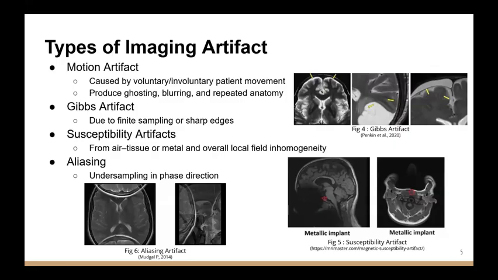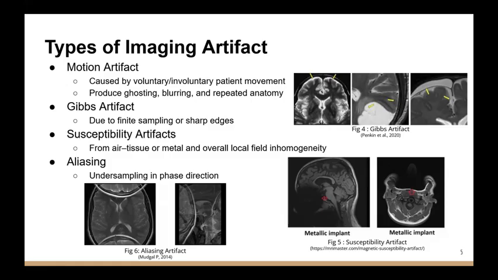MRI images can be affected by several different types of artifacts. Besides motion artifact, which we'll dive into later, there are artifacts like Gibbs ringing, which happens when sharp edges aren't finely sampled enough. This effect can be seen in Figure 4. Another type of artifact is susceptibility artifacts, which can be seen in Figure 5. This artifact comes from metal or strong air-tissue boundaries. Shown here is an example of metal in the mouth cavity.